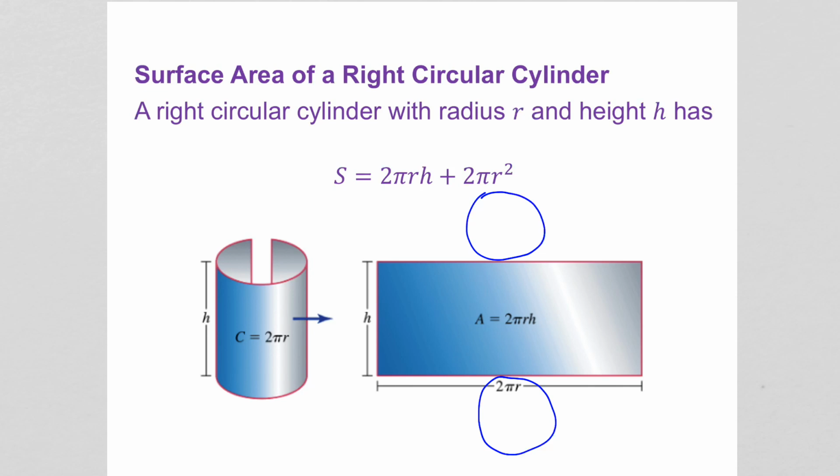And so the surface area is pi r squared times 2 for the circles. And then the length of your rectangle is actually the circumference of the circle, 2 pi r, and then times the height. So that's why we have 2 pi r h for the area of the rectangle.